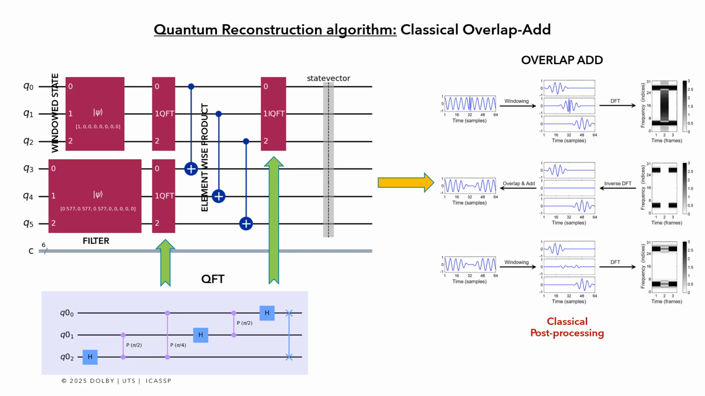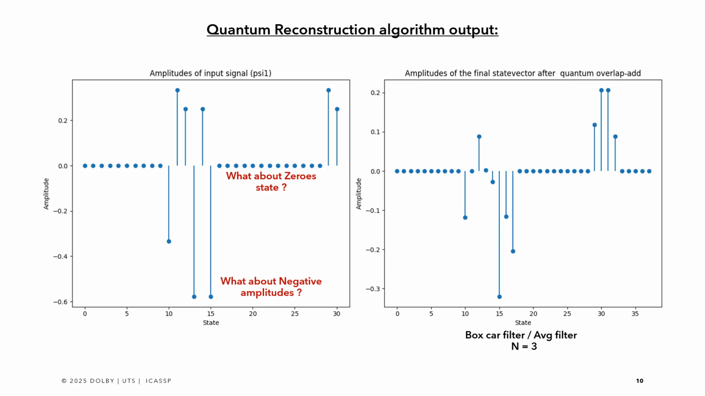Now we perform the same for the various windows and we have a bunch of quantum windowed outputs. Now in this case we have the option of just classically overlap adding them, and we have the classical post-processing, and we get the whole signal at the end. This is an example of quantum reconstruction algorithm output. As you can see, we have a fairly faithful output here.